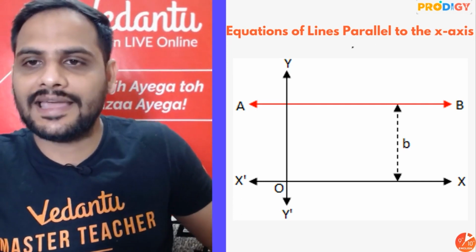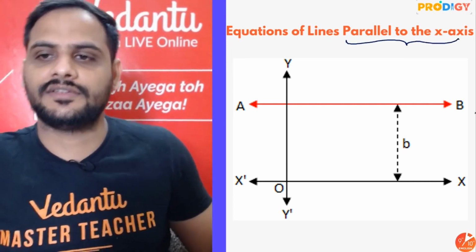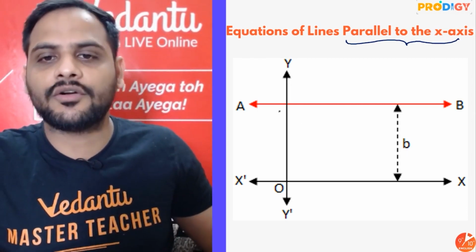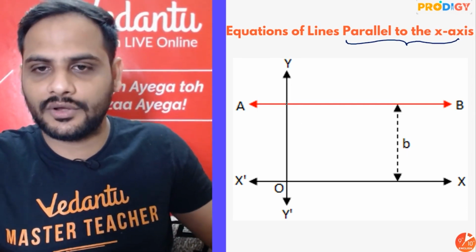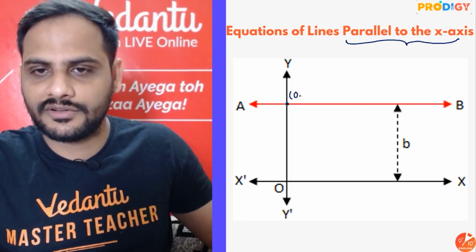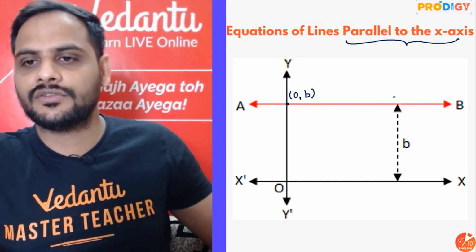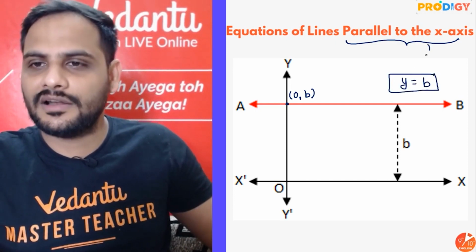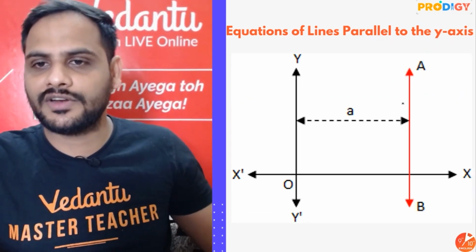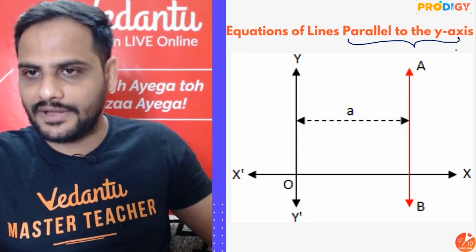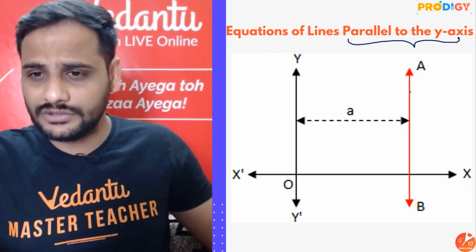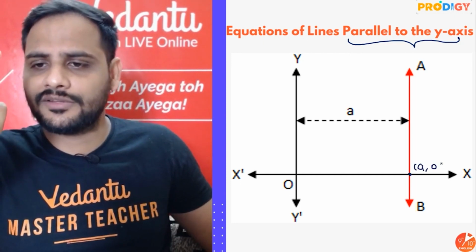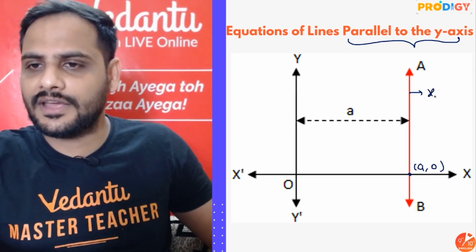Then we have also talked about the equations of lines which are parallel to the x-axis and parallel to the y-axis. If a line is parallel to the x-axis, on this line the y coordinate is the same everywhere. Let's say this point, suppose 0 comma b. So the equation of this line will be y equal to b. So if it is parallel to the x-axis, y is equal to a constant, and if it is parallel to the y-axis, everywhere on this line the x coordinate will be the same, let's say a comma 0. So the equation of this line will be x equal to a.